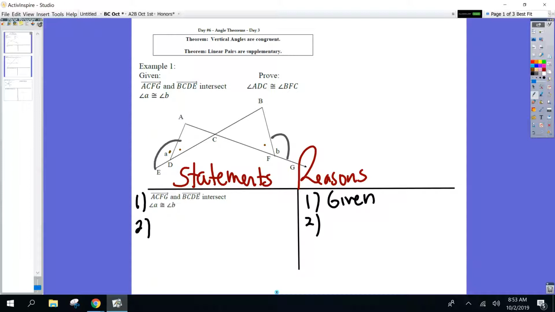If you want to sit here, that's fine too. It's up to you, wherever you're comfortable.